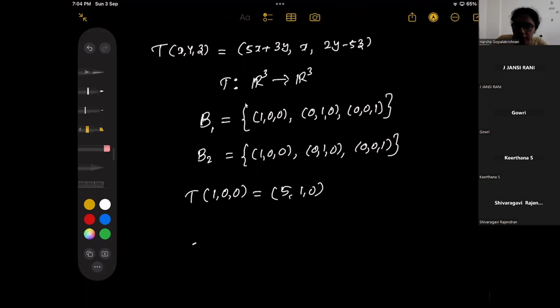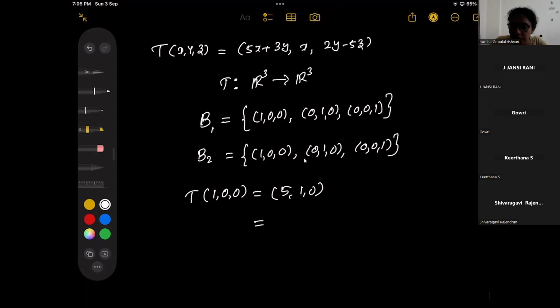We have found the image of the element 1, 0, 0 under T. Now we need to write it as a linear combination of the elements in the basis B2, that is the basis of this R3. So how can we write it as the linear combination of these three elements?